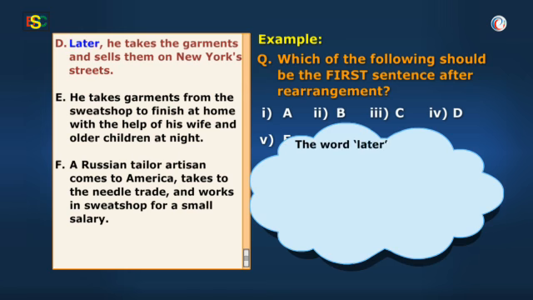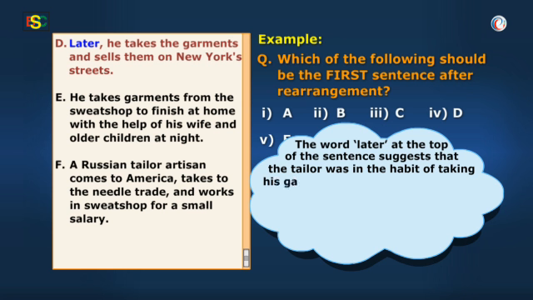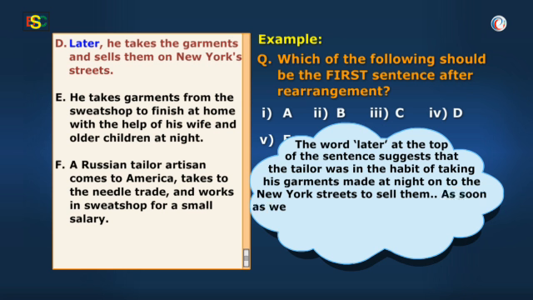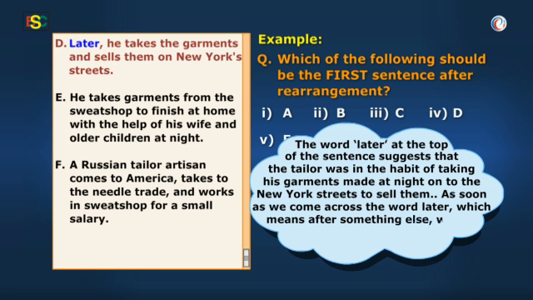The word later at the top of the sentence suggests that the tailor was in the habit of taking his garments made at night onto the New York streets to sell them. As soon as we come across the word later, which means after something else, we ask ourselves, after what? So it is clear that a sentence mentioning this earlier event must precede sentence D. That is, it cannot be the first sentence of the paragraph.